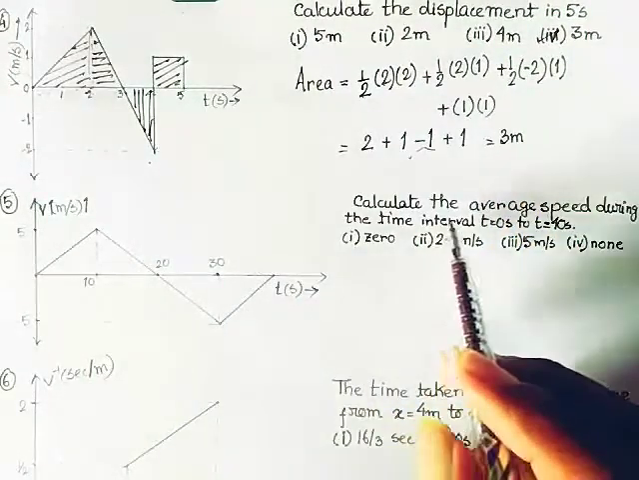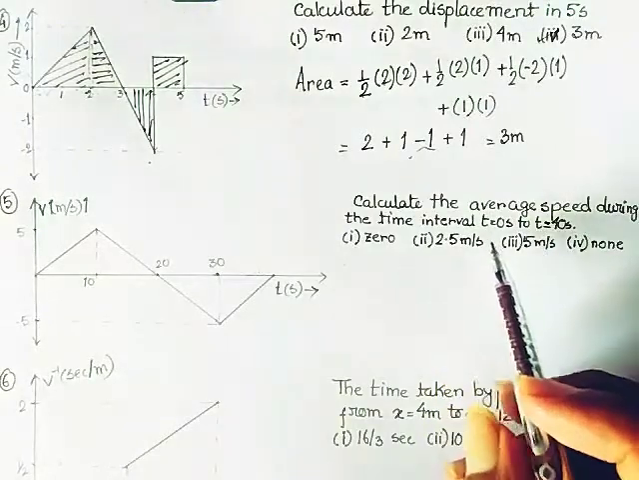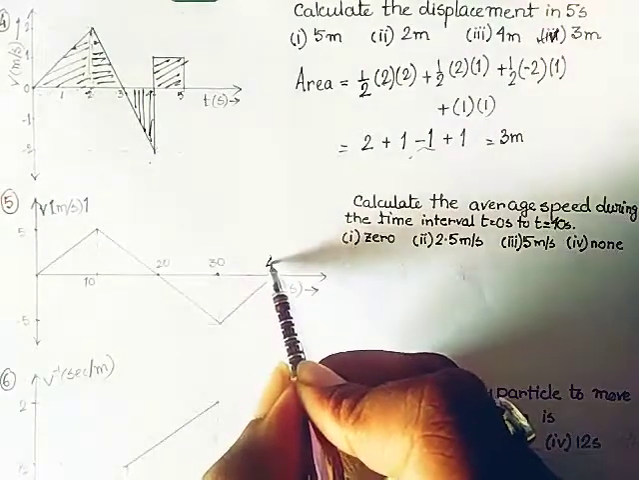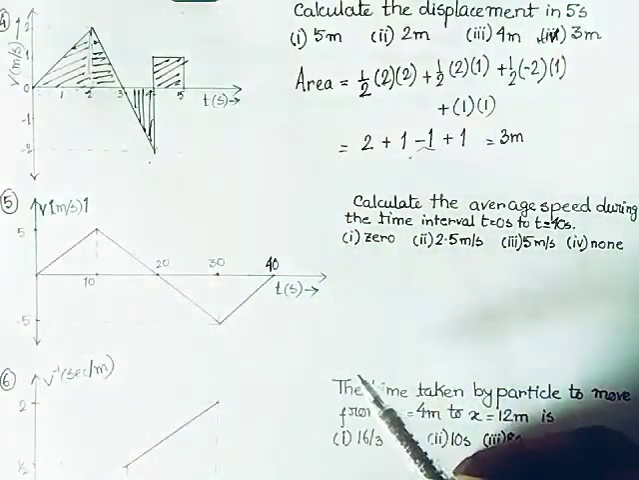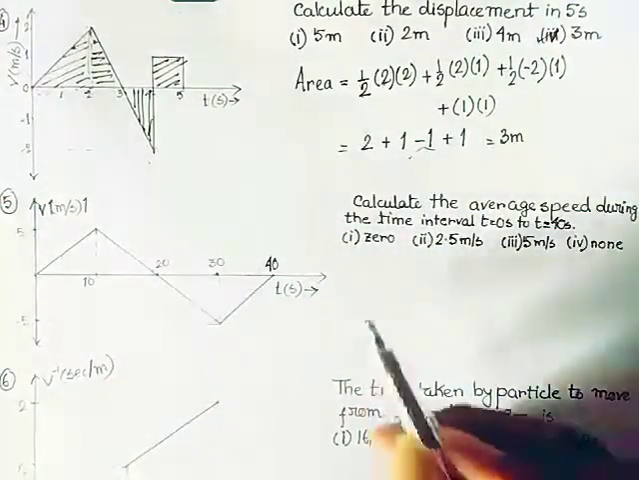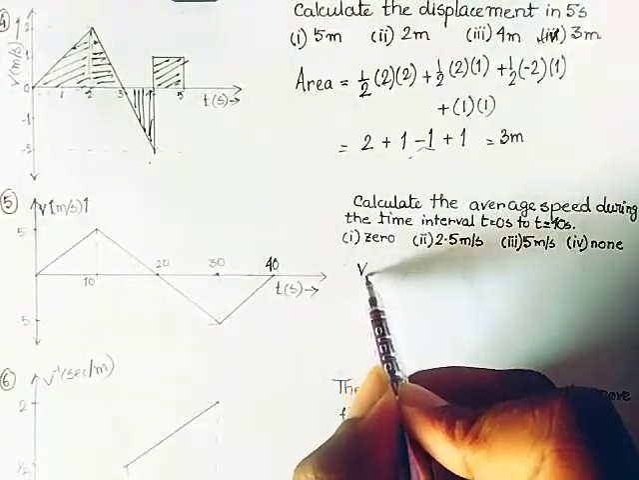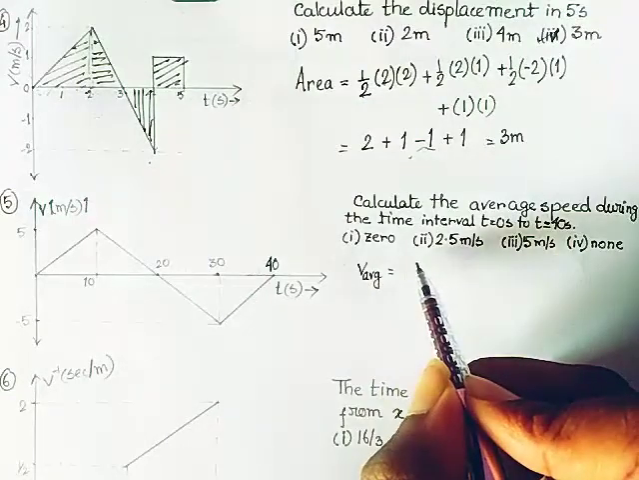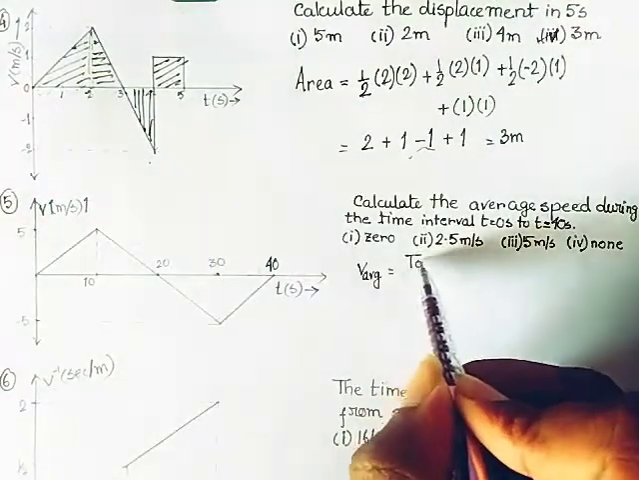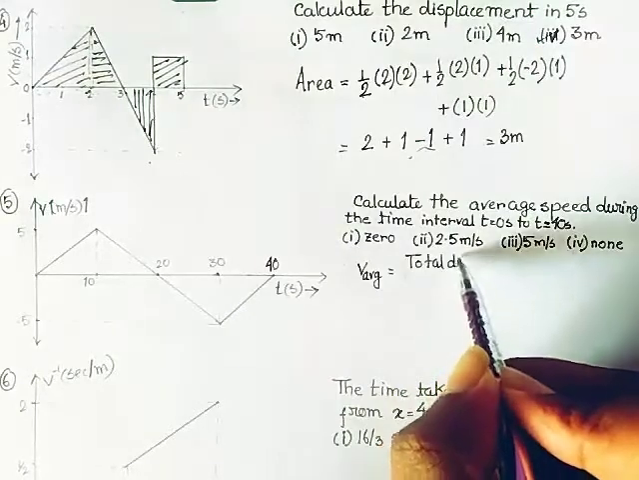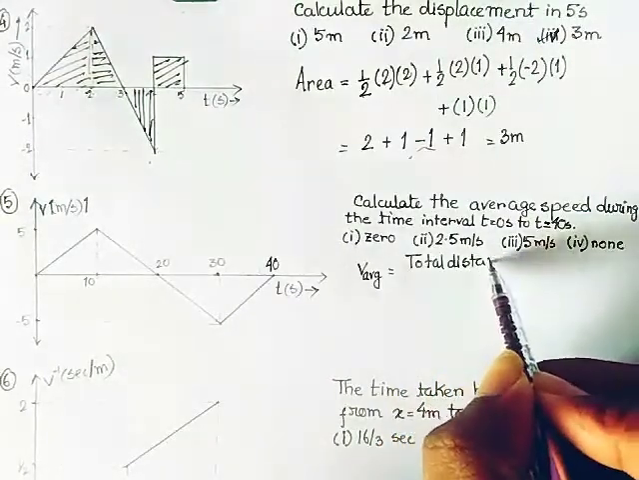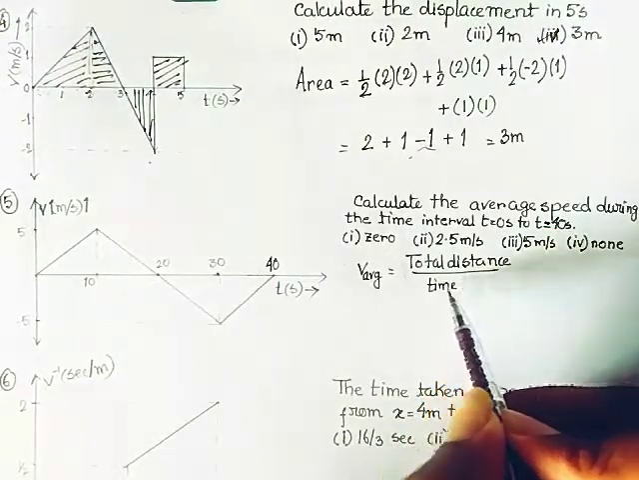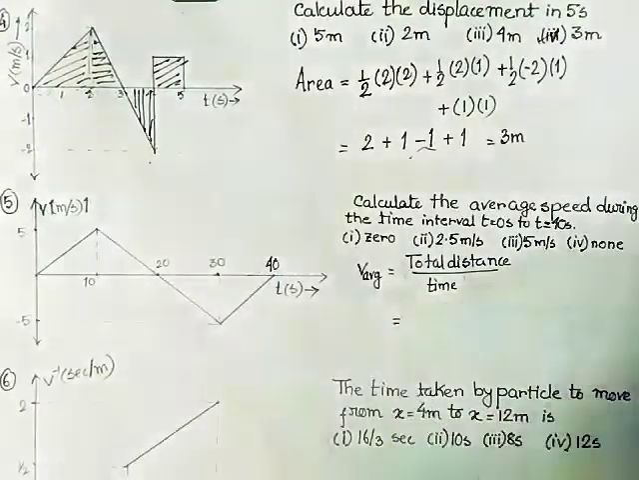Next is, in this case, calculate the average speed during the time interval t equal to 0 to 40 seconds. This is the 40 seconds. From here to here you have to calculate. So what is the average speed? The average speed is basically the total distance divided by the total time. So you have to calculate the total distance from here, then we have to calculate the area under this curve divided by total time. So how do we calculate the area?